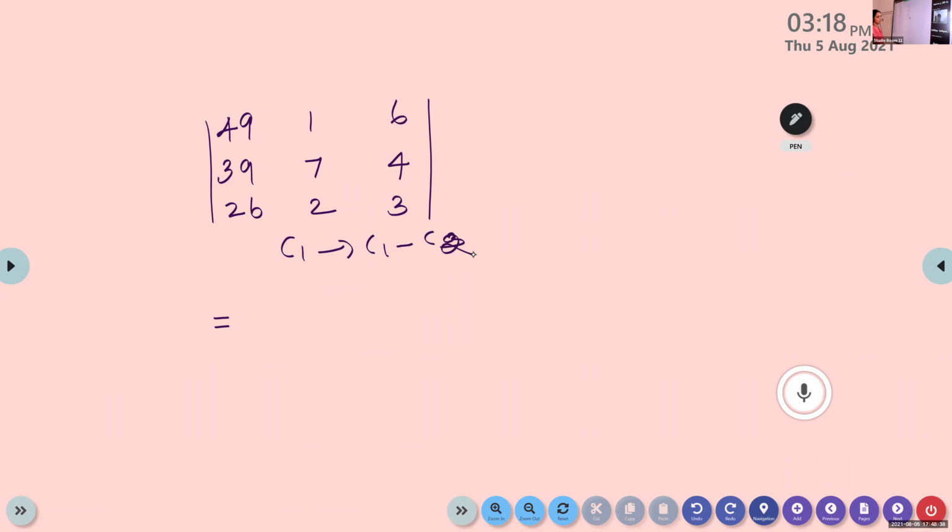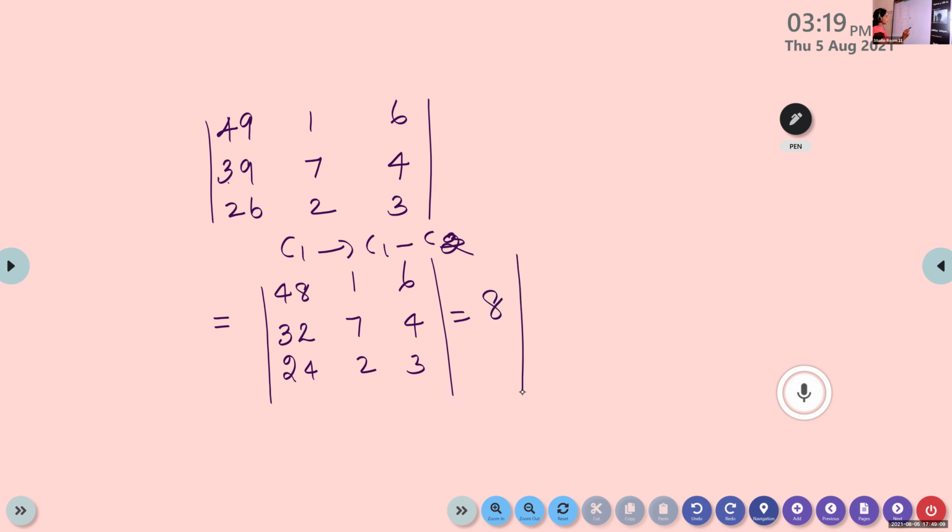Instead of that, suppose I do like this: C1 gets C1 minus C2. Now the change is happening in the first column. 49 minus 1 is 48, 39 minus 7 is 32, and it is 24. Then 1, 7, 2 and 6, 4, 3. Now look at here. From the first column, can you take something as common? We can take 8 as common, so we get 6, 4, 3; 1, 7, 2; 6, 4, 3.